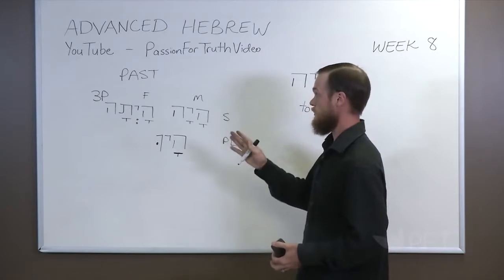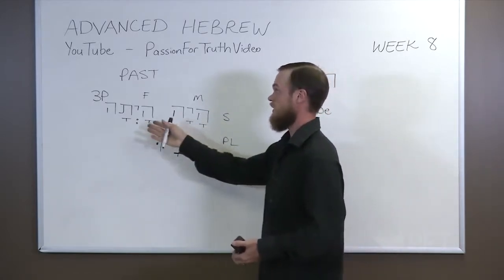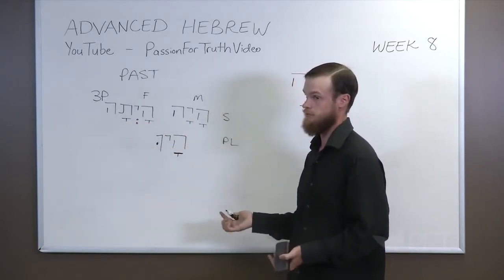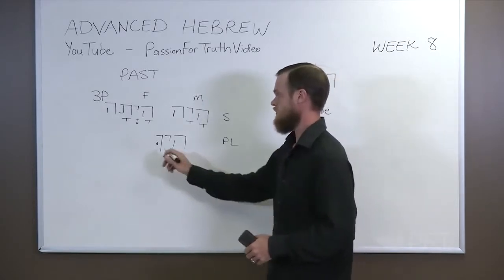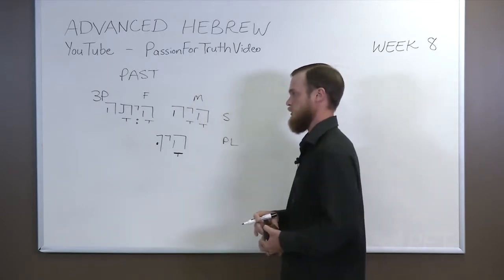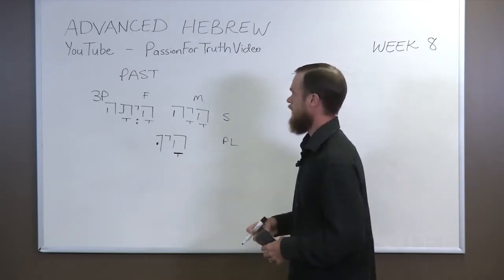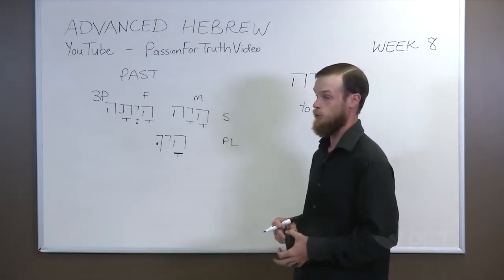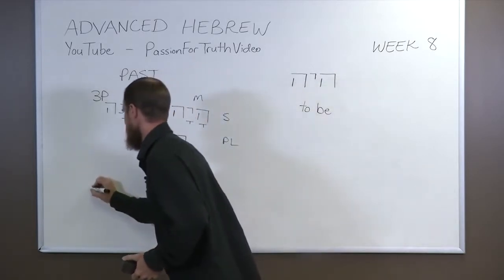Okay, so the third person past tense. Masculine singular is hayya, he was. Hayta, she was. Hayu, they were, whether masculine or feminine. You've got hey, yud, and what is that? Shuruk. Vav with the shuruk, yes. So hayu. So that's the third person.